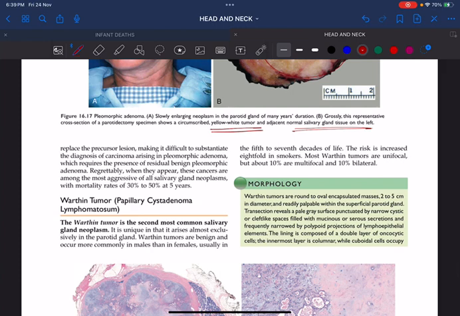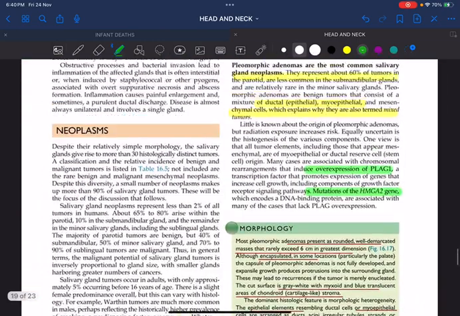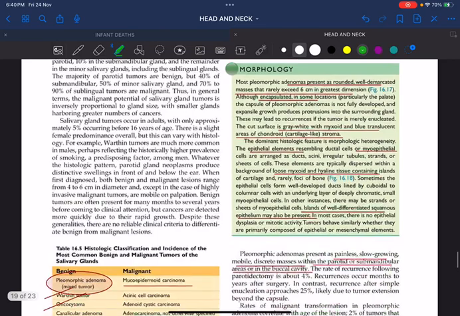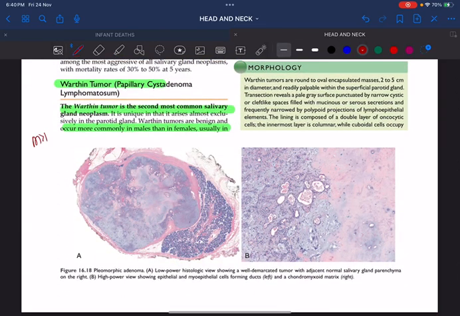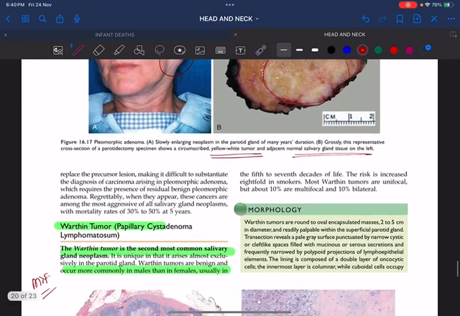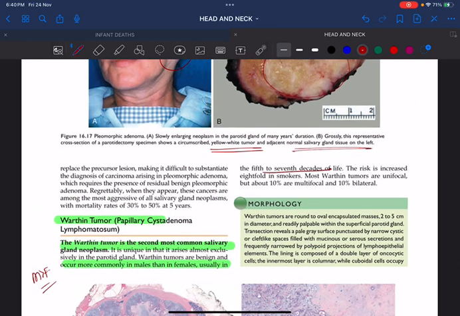Next is papillary cystadenoma lymphomatosum, also called the famous Warthin's tumor, which is the second most common salivary gland neoplasm. Remember, they are benign and occur more commonly in males than females. In pleomorphic adenomas there is no such sex predilection, whereas in Warthin's tumor, always remember that males are more common than females. It usually occurs in the 5th, 6th or 7th decade of life, with an increased risk in smokers. And remember, they can be bilateral tumors. The rest of the tumors are unilateral. The only salivary gland tumor which has a bilateral predilection is the Warthin's tumor.